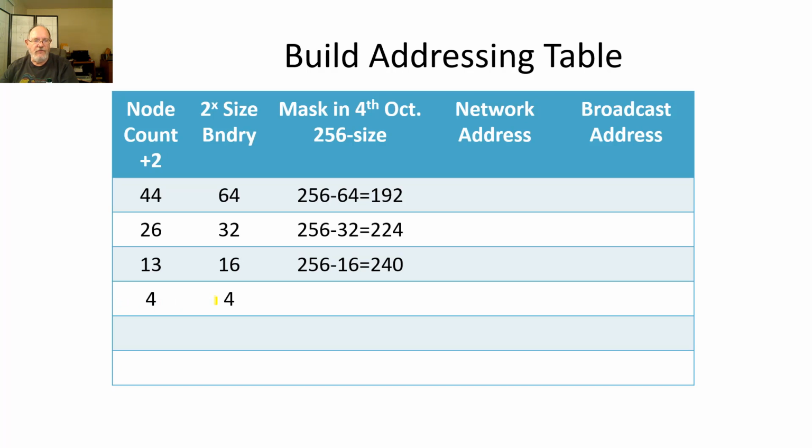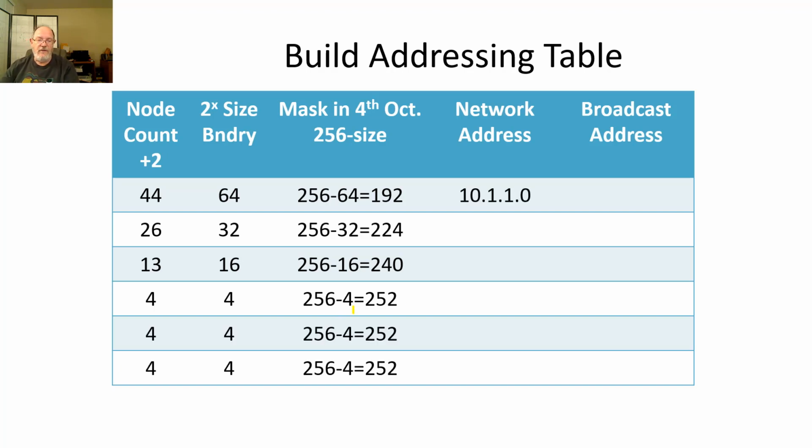Now this is one of those cases where our binary size and our node or IP count are equal. And that's okay, as long as it's a network you don't anticipate any growth on. And so we calculate our subnet mask, and that's going to be 256 minus 4, or 252. The remaining 2 wide area networks are the same, so I'm going to go ahead and fill in the details. I got one step ahead of myself here and started filling in the network address column.